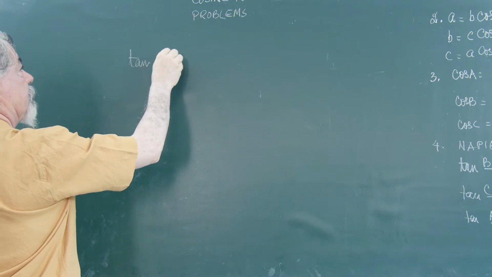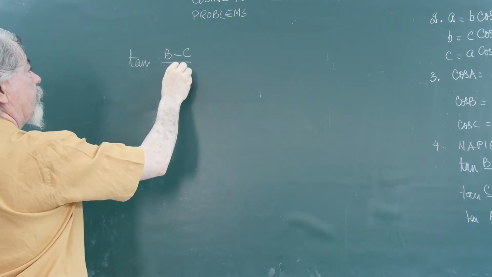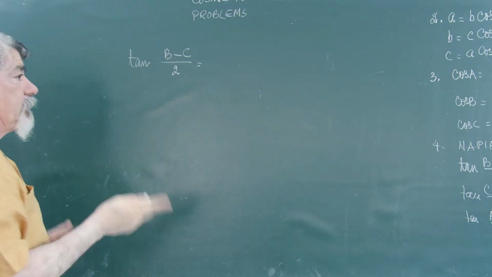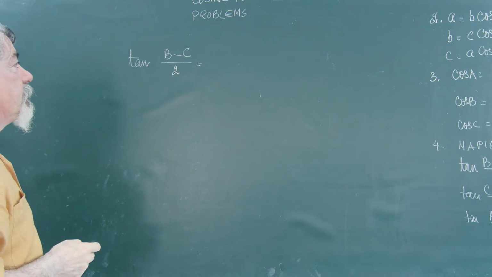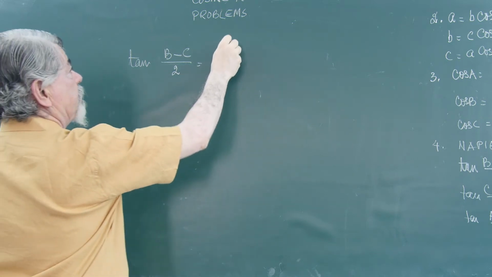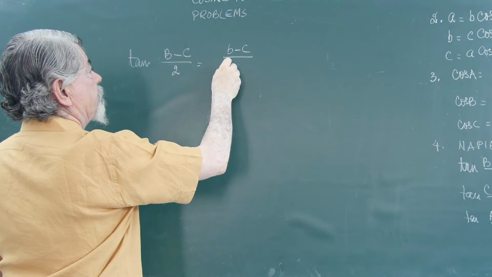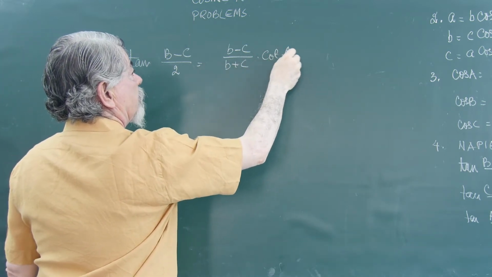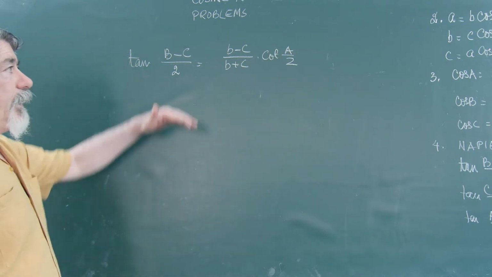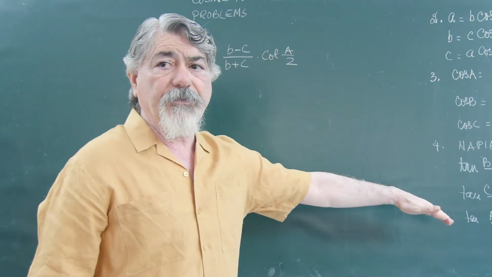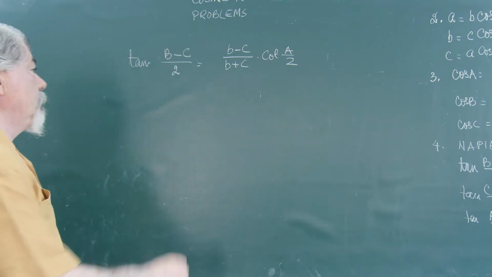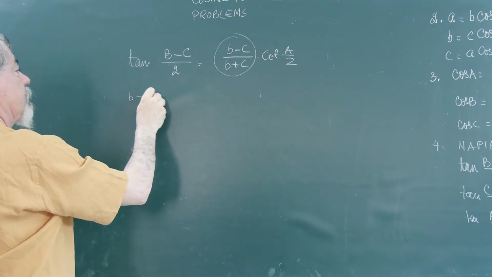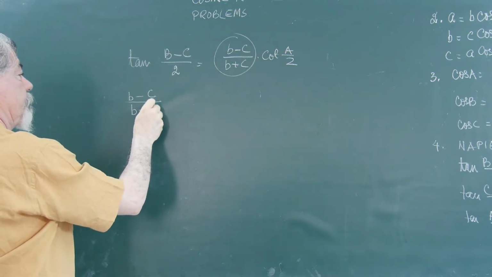tan of (B minus C) upon 2, it is a law of tangents, or Napier's analogy, whatever you want to pronounce it. Tan (B minus C)/2 will be (b minus c) upon (b plus c) into cot A/2. That is what I have to prove. I'll prove one, the remaining will follow in the same manner. I'll take this portion, (b minus c) upon (b plus c).